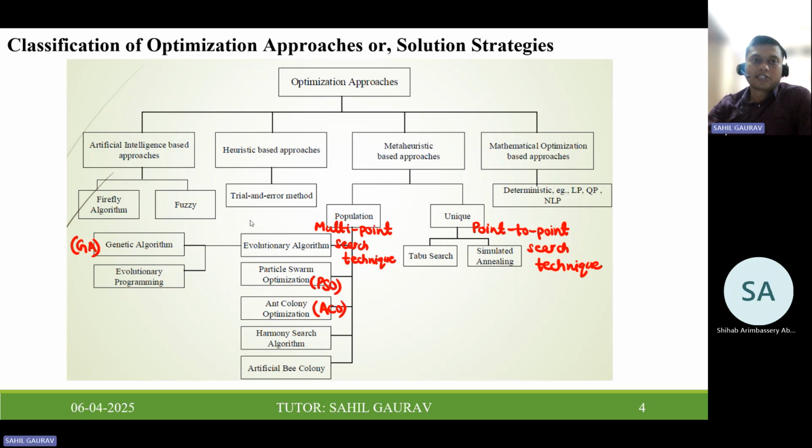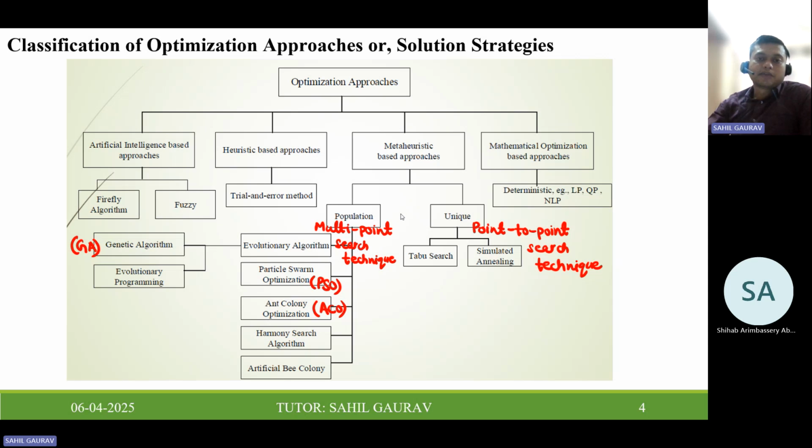Now you can classify the optimization approaches or solution strategies, meaning the means by which we can solve this optimization problem. These can be divided into 4 types: artificial intelligence based approaches, heuristic based approaches, metaheuristic based approaches, and mathematical optimization based approaches. In artificial intelligence based approaches, we have the Firefly algorithm and fuzzy logic based approach. In heuristic based approaches, we have the trial and error method.